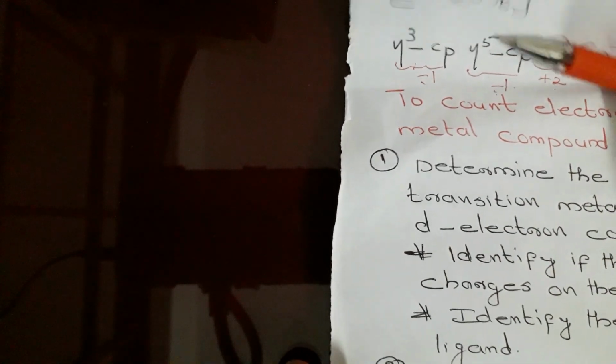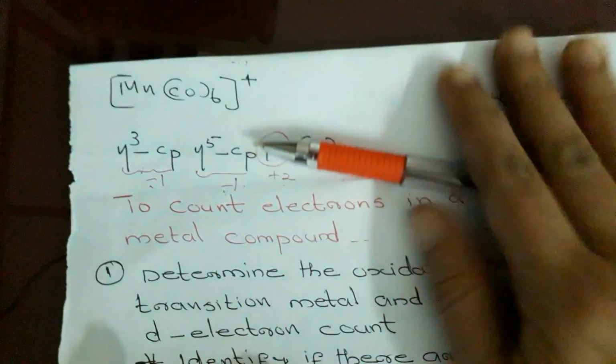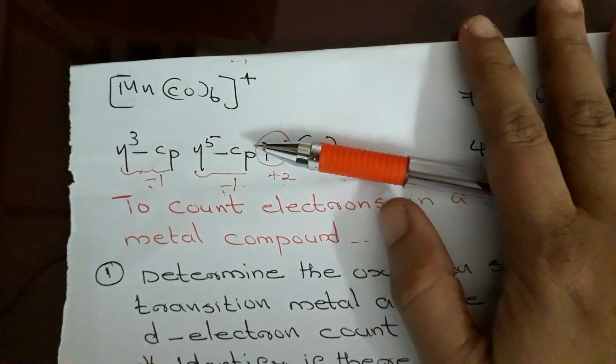First you find out the oxidation state of the metal. You put the formal charge for every ligand and you find the oxidation state. Also you see the overall charge. From there you calculate the total valence electron count based on the oxidation state method. Okay, I think you got it. Then thank you.